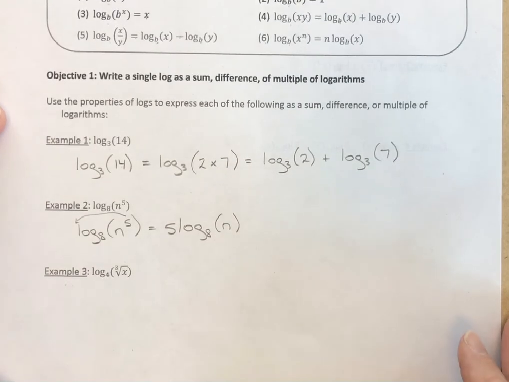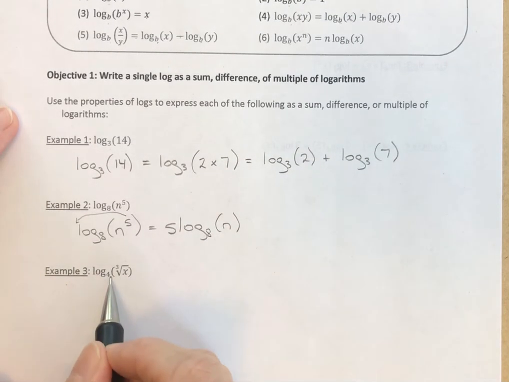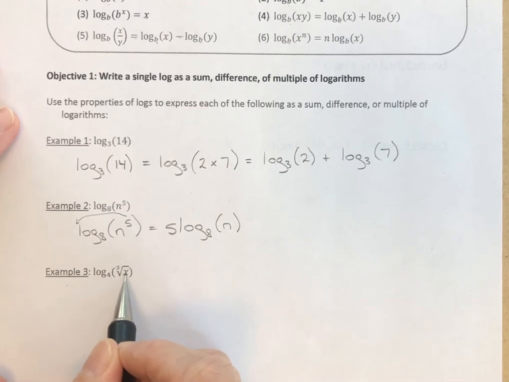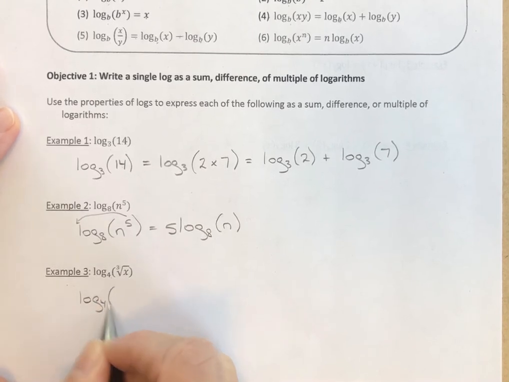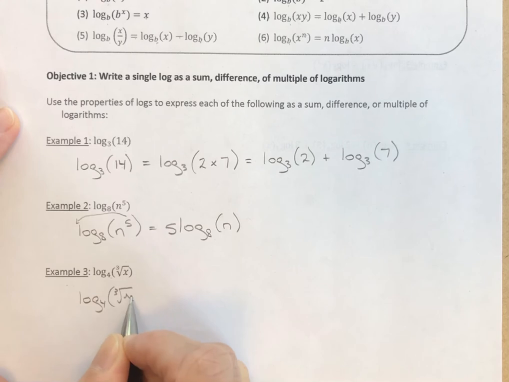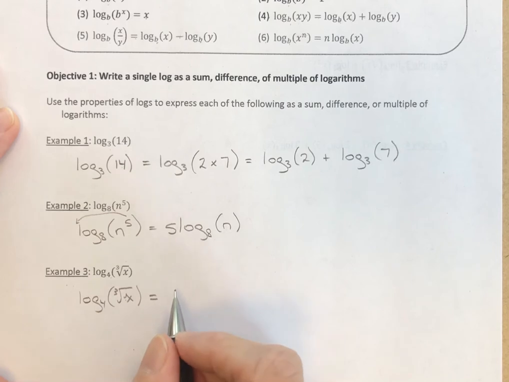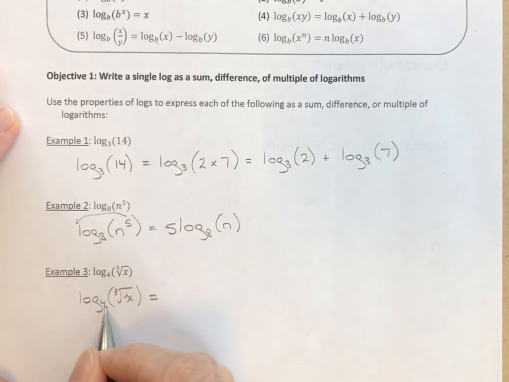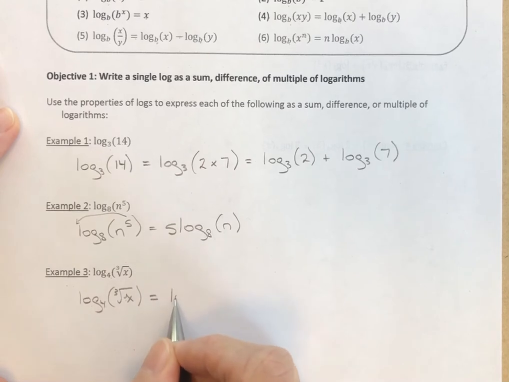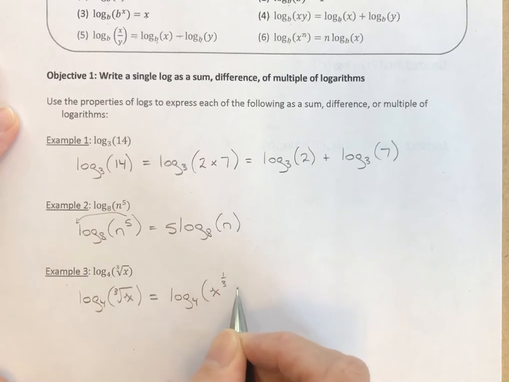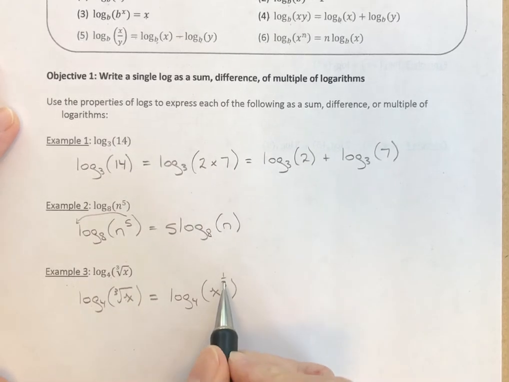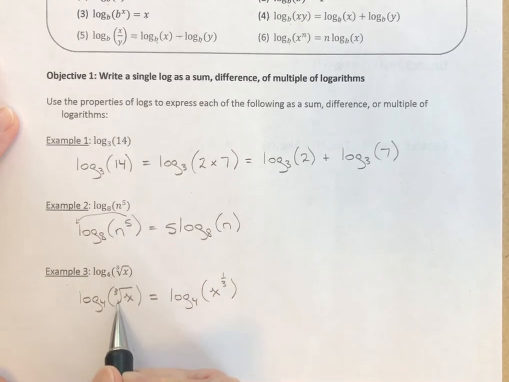All right, number 3, the log base 4 of the cube root of x. This one takes just a touch more understanding of what the cube root means and how we can rewrite it. The cube root can be rewritten as a fractional power. So the log base 4 of the cube root of x can be written as the log base 4 of x to the 1/3 power. So this is the exponential equivalent to the root over here. The 1/3 power is the cube root.